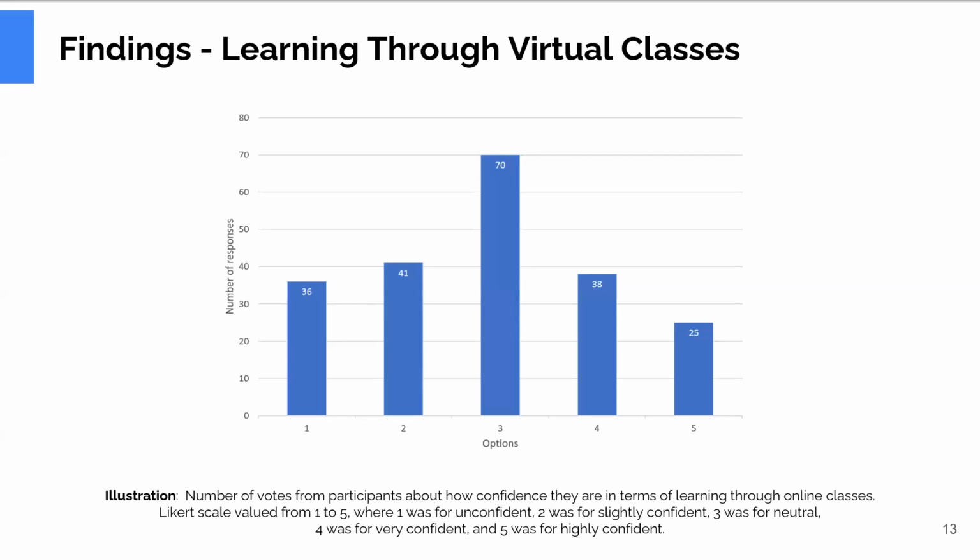Now, if we look at this chart, which is learning through virtual class, about confidence. The number of votes from participants about how confident they are in terms of learning through online classes on a Likert scale, we can see it was also valued from 1 to 5, where 1 was for unconfident, 2 was for slightly confident, 3 was for neutral, 4 was for very confident, and 5 was for highly confident. And the numbers show 36 find they are very much unconfident, and for slightly confident and neutral, 70 participants are neutral, and 38 participants said they are very confident, and 25 said they are highly confident learning through virtual classes.